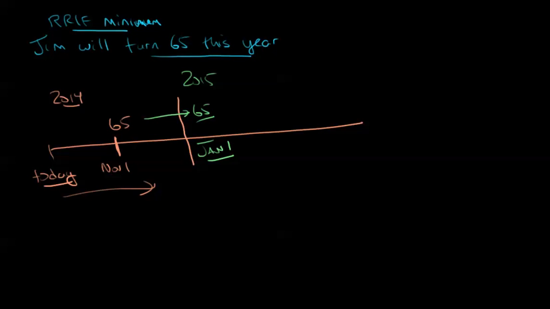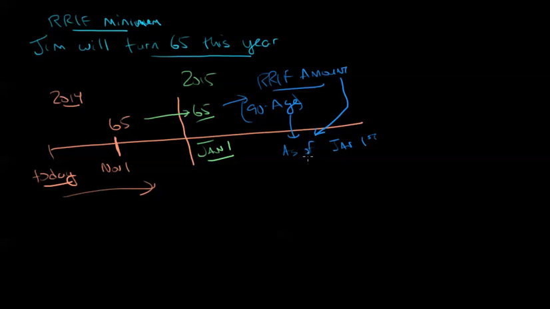Once I've drawn this out, this helps me. Now I just have to apply my technical knowledge, and my technical knowledge tells me that I'm going to use the RIF amount divided by 90 minus age to arrive at my RIF minimum, and the age is the age as of January 1st of that year. Ditto for the RIF amount. So both of these figures, we're using the as of January 1st figures.